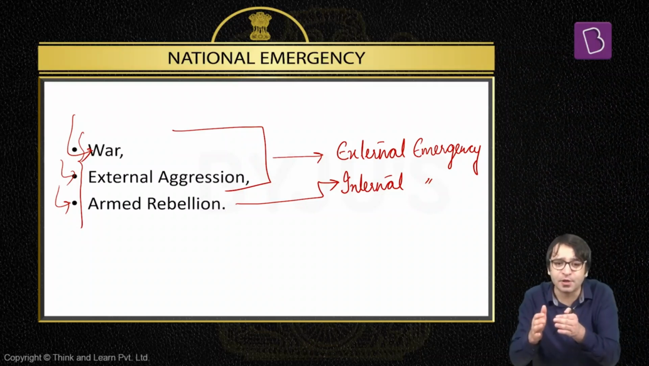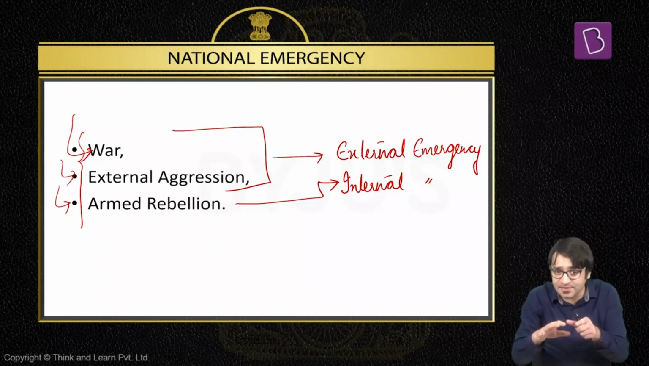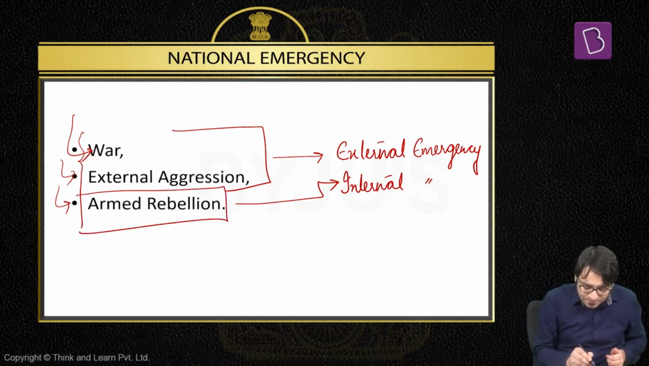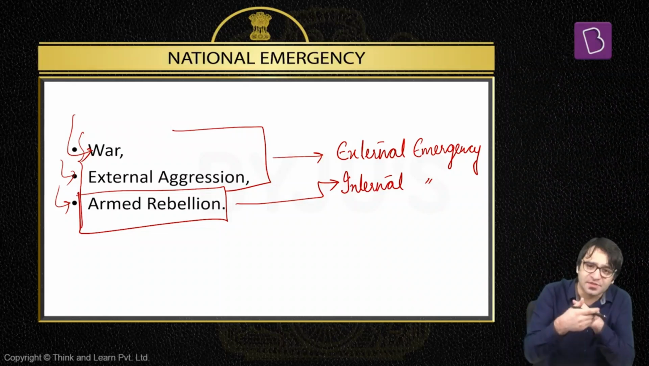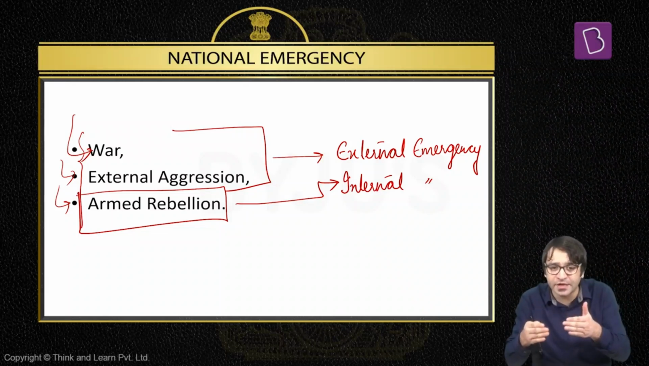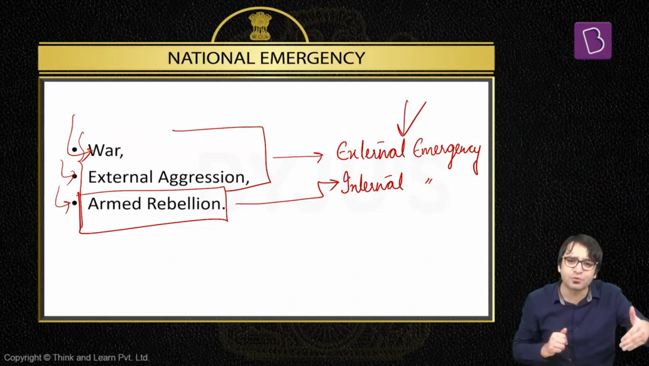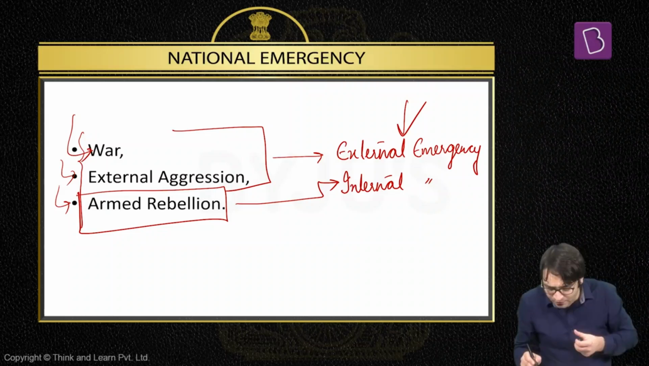War and external aggression involve an external danger, an external threat. But sometimes the threat is from within the nation. In that situation, the President can proclaim national emergency on the grounds of armed rebellion. And when the President proclaims national emergency on the ground of war or external aggression, we call it external emergency. And when the President proclaims national emergency on the grounds of armed rebellion, we call it internal emergency.